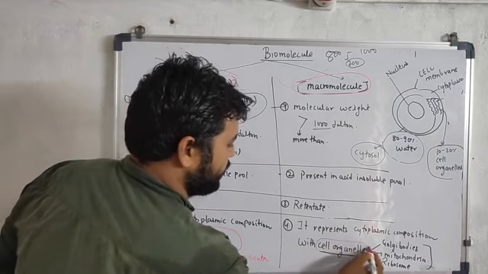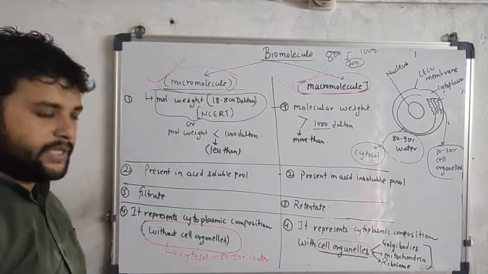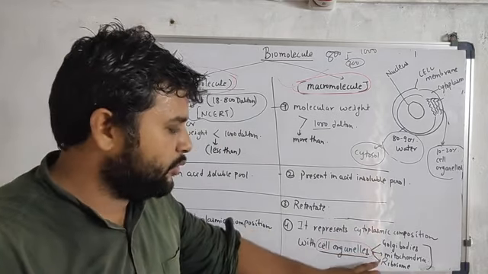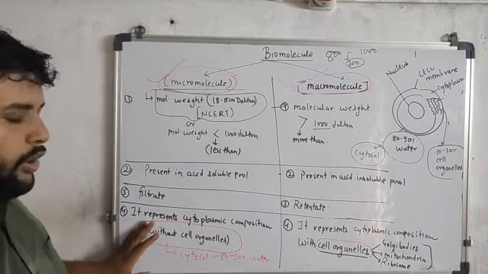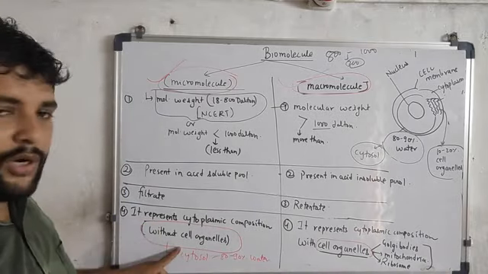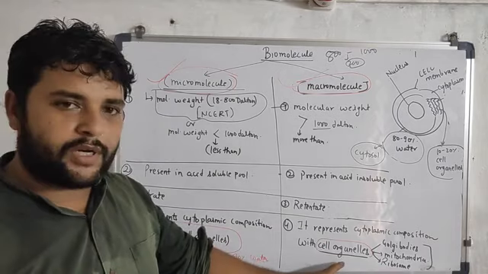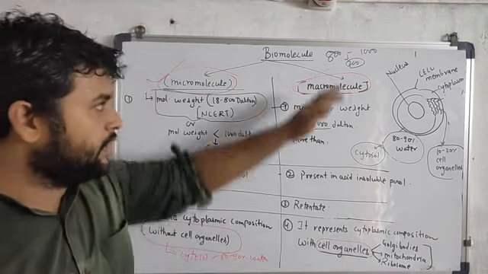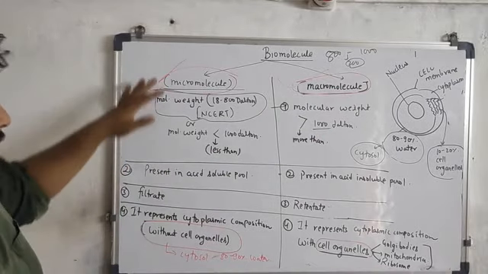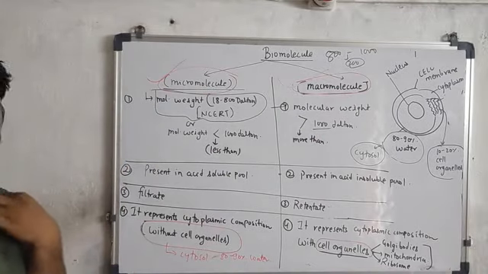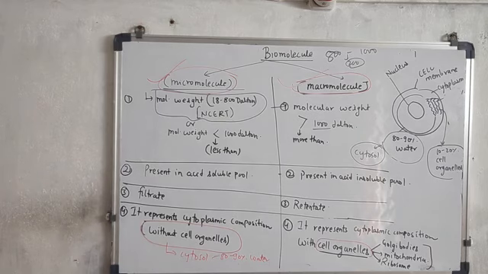Here all the cell organelles are present: Golgi bodies, mitochondria, ribosome, chloroplast, anything else. Here is the cytoplasmic composition without cell organelles, and the cytoplasmic composition with cell organelles. So with cell organelles, that is the macromolecule. Without cell organelles, that is considered the micromolecule.